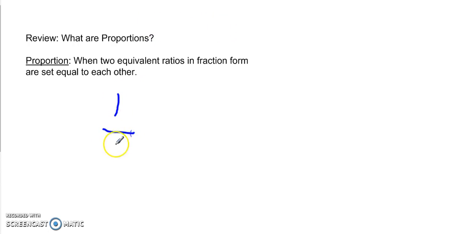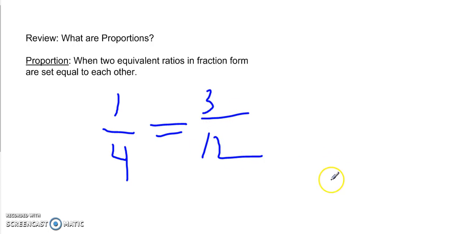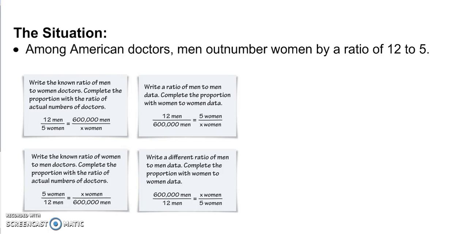So an example proportion would be 1/4 is equal to 3/12. Both of these give me the decimal value of 0.25. They are equivalent. This is a proportion. What we're going to talk about is how we can solve proportions that represent word problems or ratios, and how we can use proportions to scale ratios. So let's look at an example.